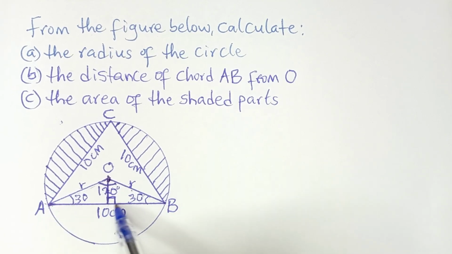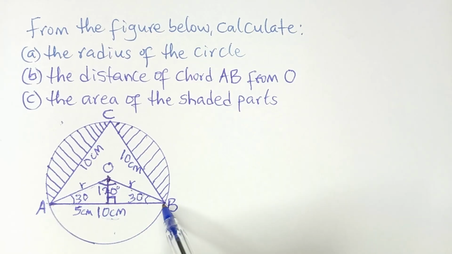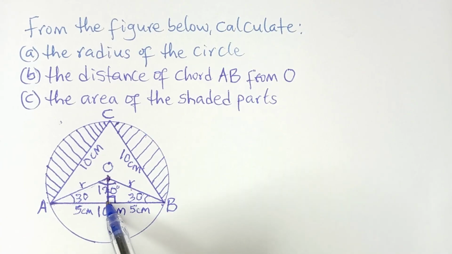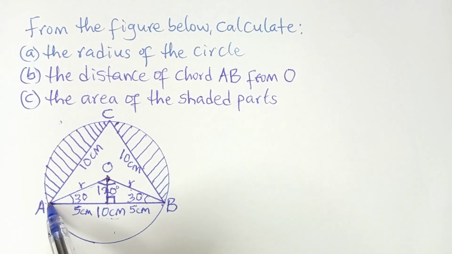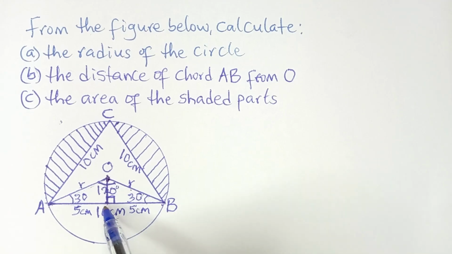So that means bisecting the chord means that it will divide this chord into two equal parts. So if this full length of the chord is 10 centimeters as stated here, it means this side is 5 centimeters, while from here to here is also 5 centimeters. Because this line from the center to the chord divides it, which means it bisects it into two equal parts. So we have 5 and then this side is 5.